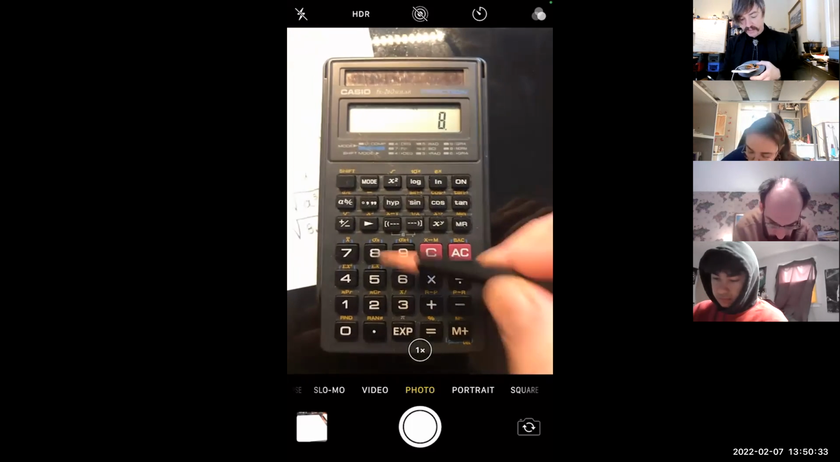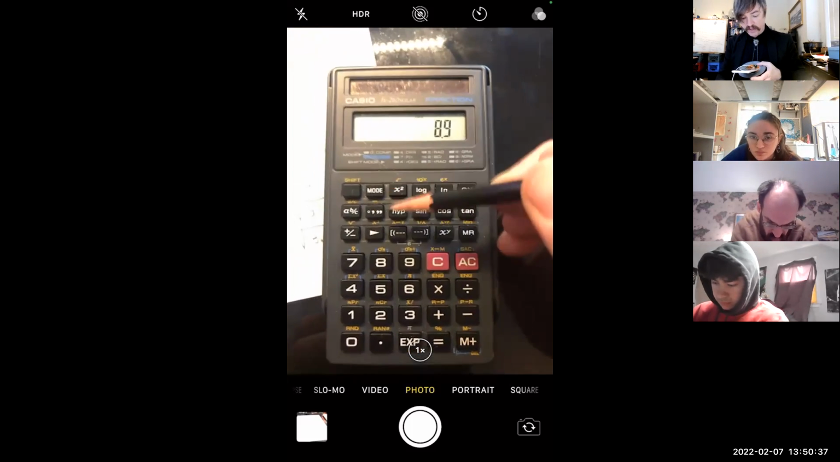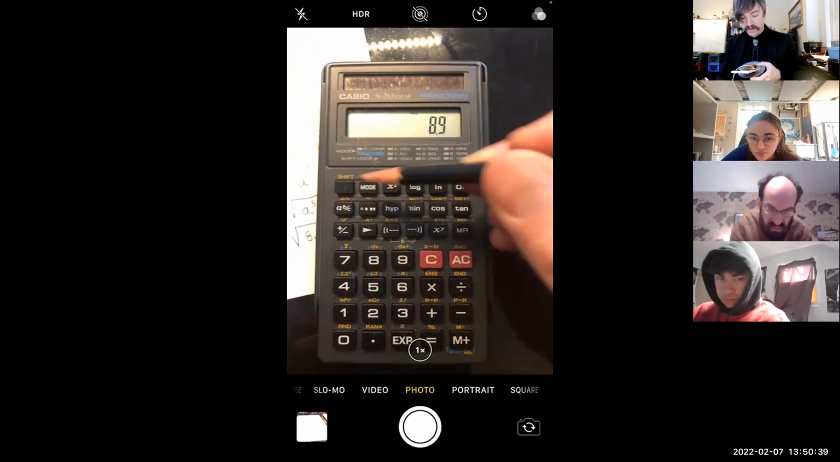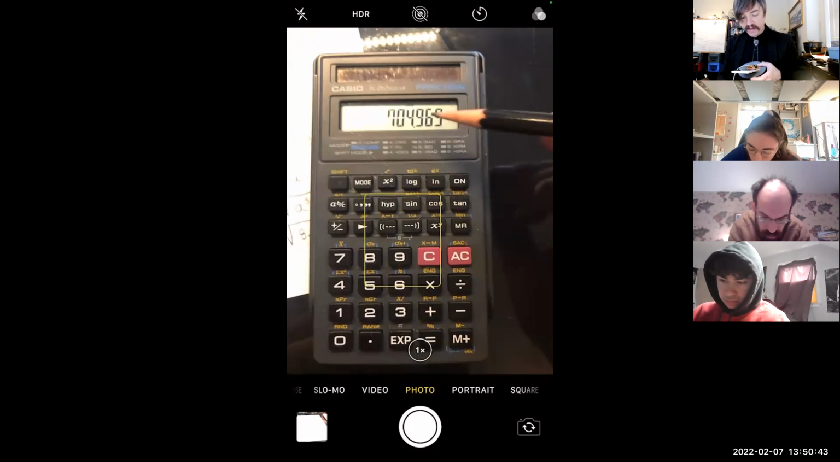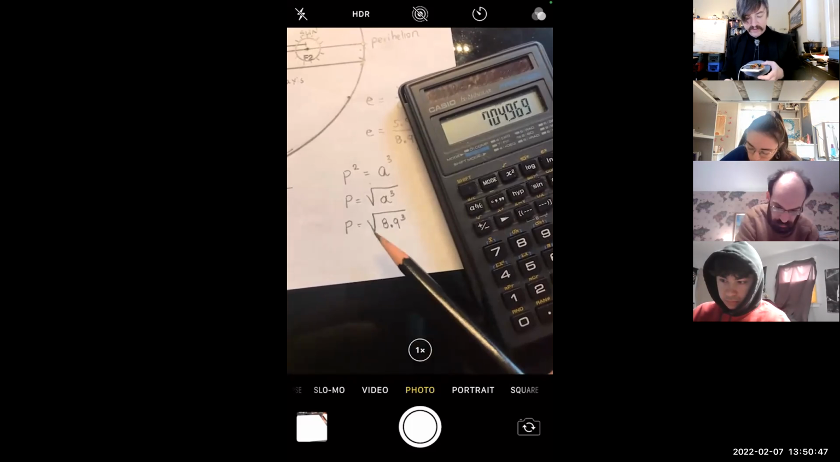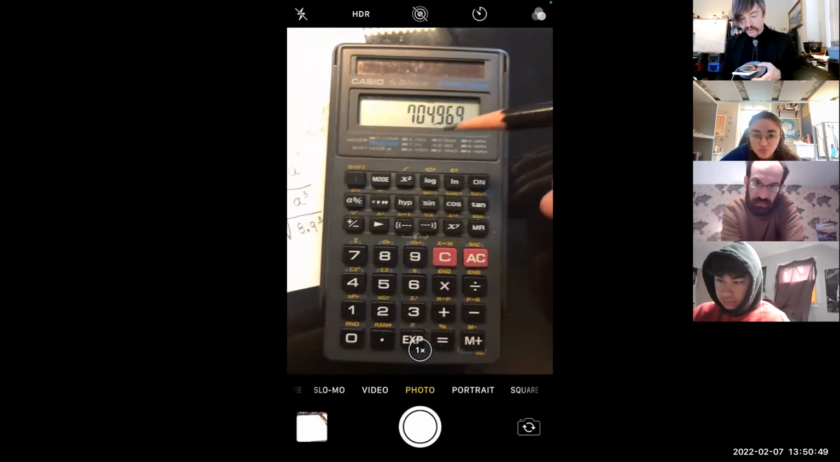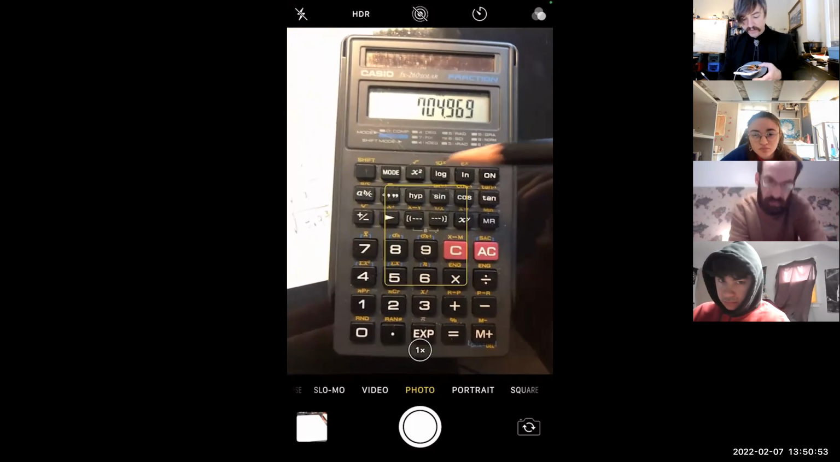I will do 8.9. Now the cube key is in orange right there, so I have to hit Shift cube. And that is A cubed. But now that I've cubed A, I've got to deal with the square root. So with that number still there, I'm going to hit Shift square root. Oops.